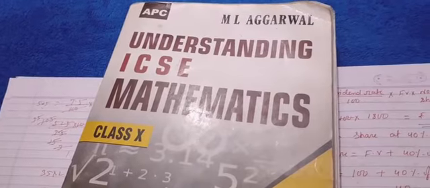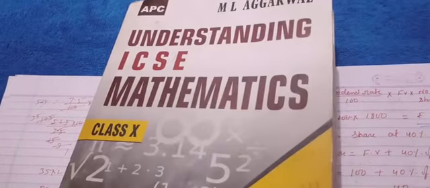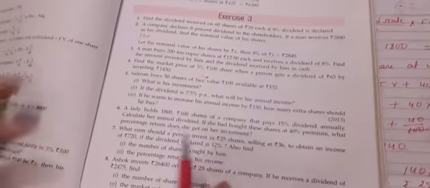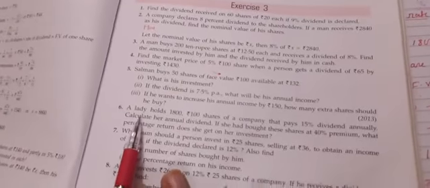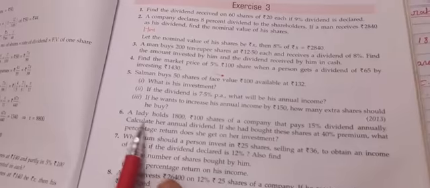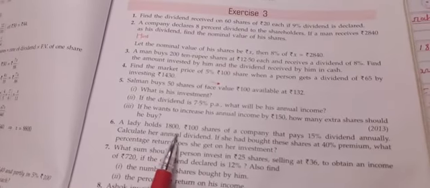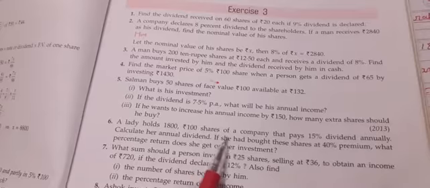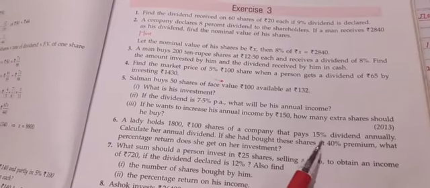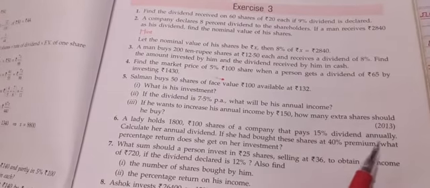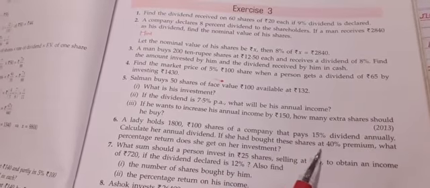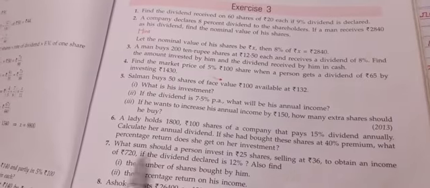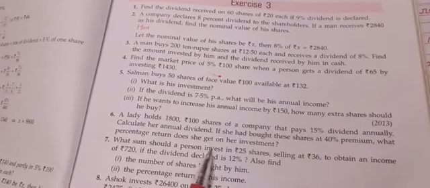Here I am with the running chapter, that is shares and dividends, and we are going through exercise 3 and we are about to start question number 6. So let's read the question. A lady holds 1800 rupees 100 shares of a company that pays 15% dividend annually. Calculate her annual dividend if she had bought these shares at 40% premium. What percentage return does she get on her investment?